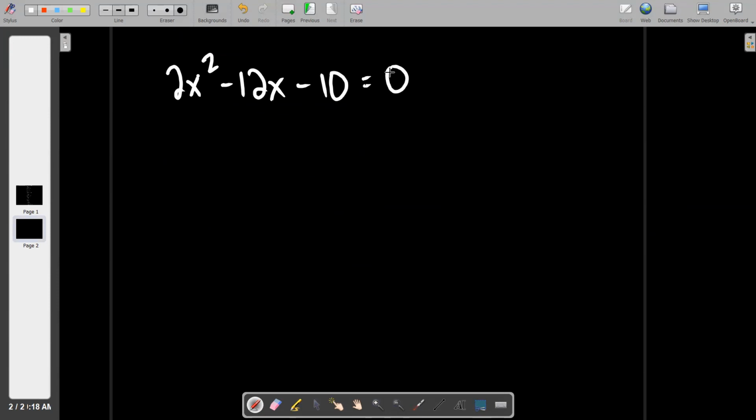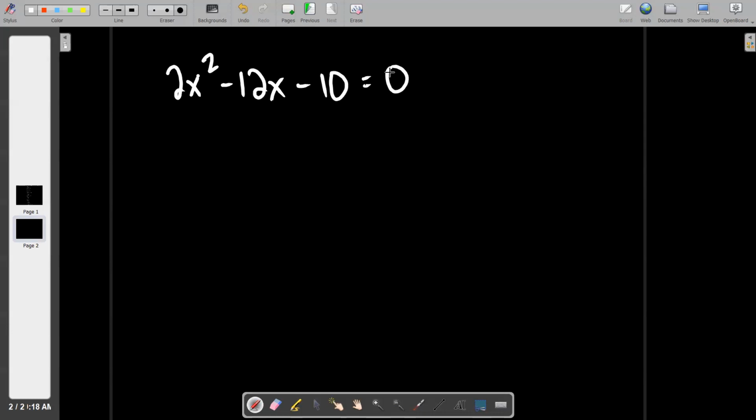There's an intruder. Do you see him? The 2. And you've been around me long enough to know that when there's a number in front of x squared, that's not a little deal. That's a big deal. But I'm here to tell you, with completing the square, I am never going to ask you to complete a square under circumstances like this.